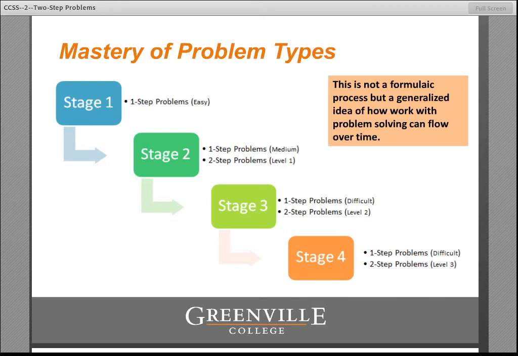One thing that is clear in this chart, though, is that second graders do not have to wait to have mastered all of the one-step problems before two-step problems are introduced. So even though they may still be struggling with difficult problems, you can still give them two-step problems that are composed of two easy problems, for example. That would be perfectly acceptable.